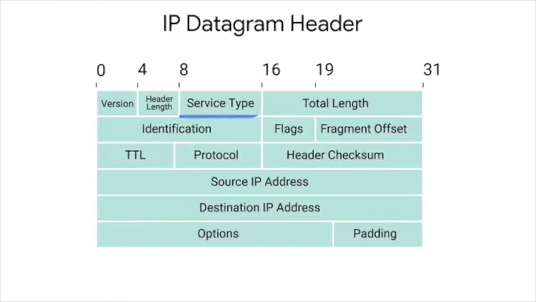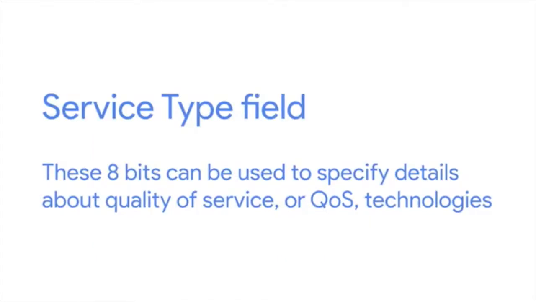Next, we have the service type field. These 8 bits can be used to specify details about quality of service, or QoS technologies. The important takeaway about QoS is that there are services that allow routers to make decisions about which IP datagram may be more important than others.